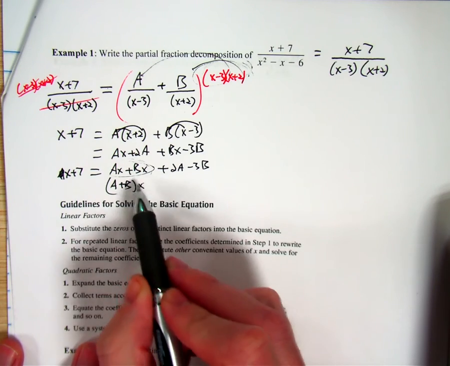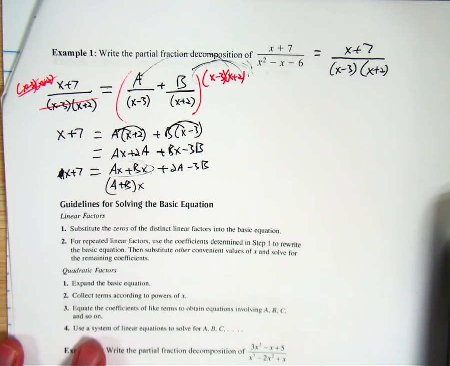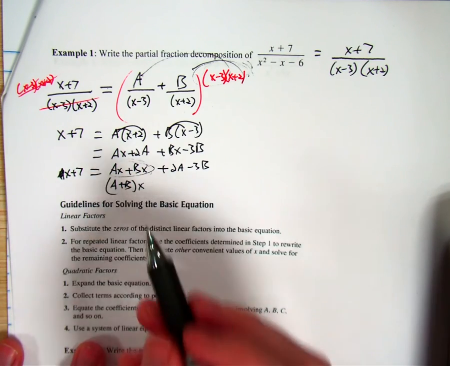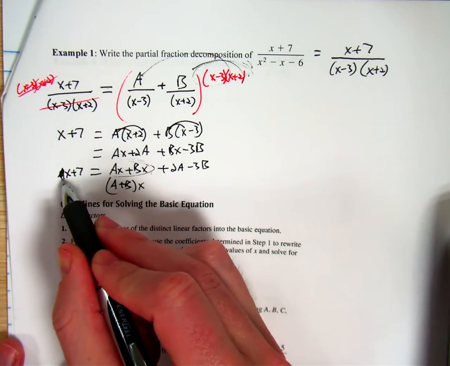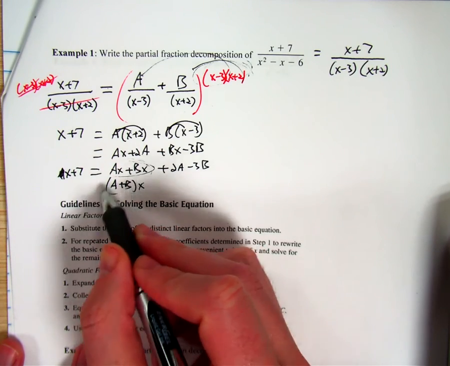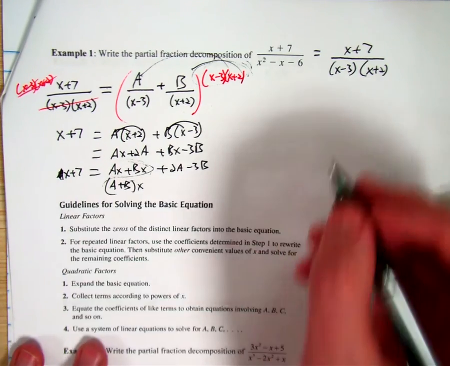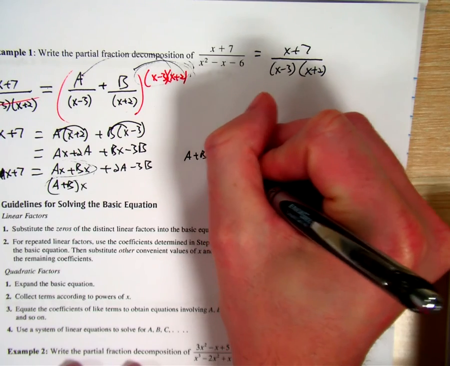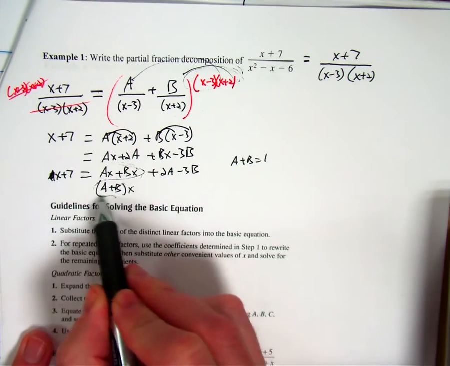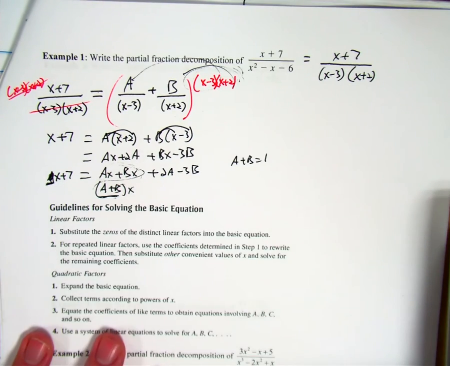Right, we took the x out of both and put it out there in the back. You can put it in the front. It doesn't matter. But now it just makes it a little bit more obvious that we have 1 that needs to equal a plus b. The coefficients have to match. So we're going to set up a little equation over here. A plus b equals 1. Right, a plus b needs to equal 1x.